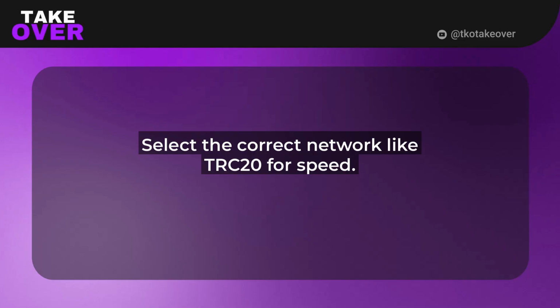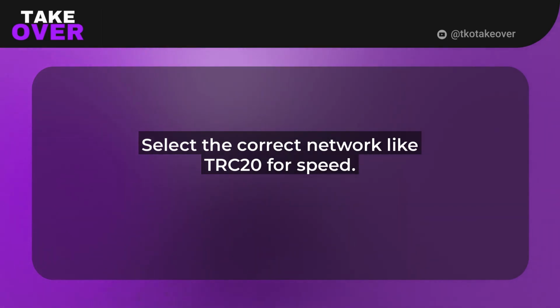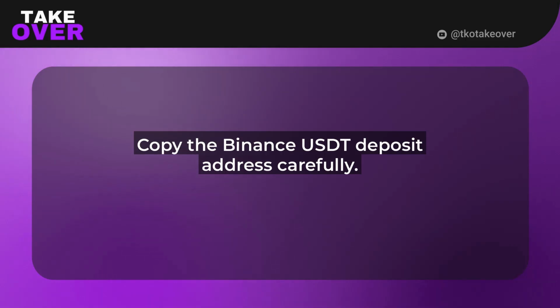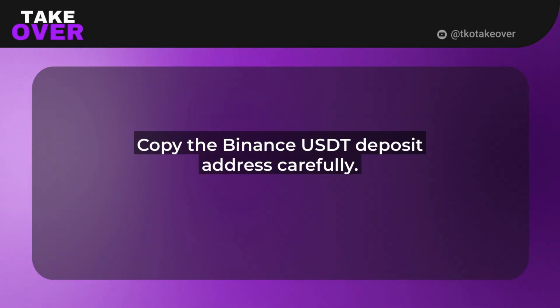Now, switch over to Binance. Log in, go to the Wallet tab, and click on Deposit. Choose USDT from the list. Remember, we're dealing with the TRC20 or BEP2 network for faster, cheaper transfers in 2025, so double-check that. Copy the deposit address provided. It's a long string of characters, so be careful not to miss any.